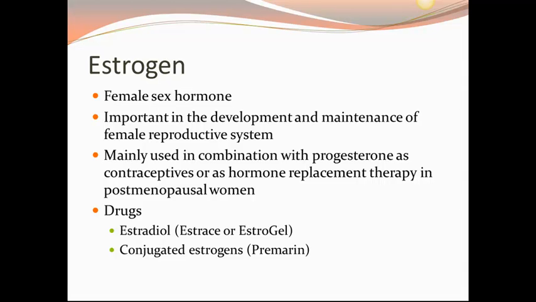Estrogen is the female sex hormone. It is important in development and maintenance of the female reproductive system. Mainly used in combination with progesterone as a contraceptive or as hormone replacement therapy in postmenopausal women. We also can use this to prevent osteoporosis in postmenopausal women, and we can also use it in advanced stages of prostate cancer.